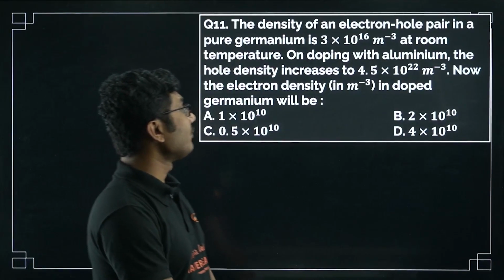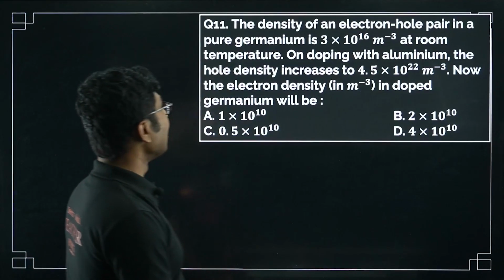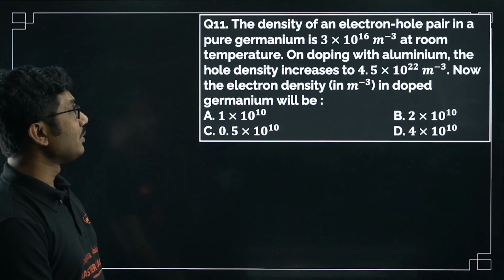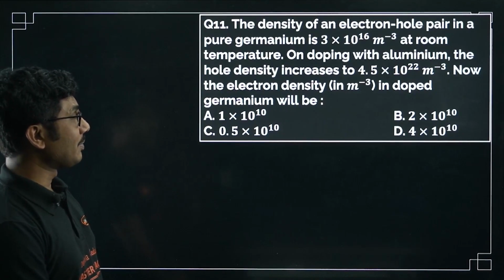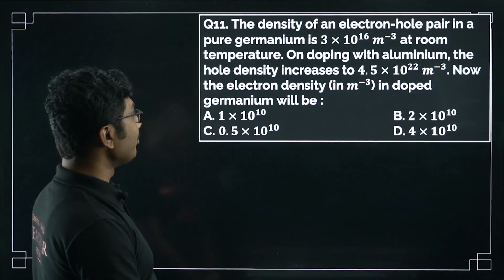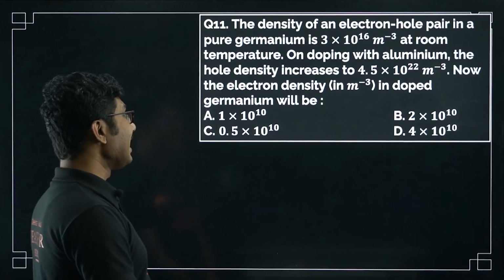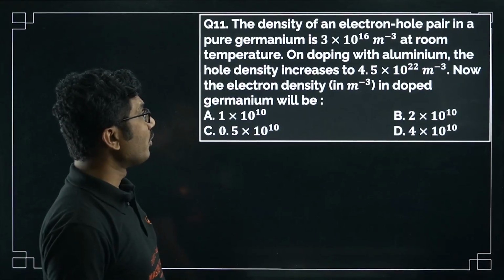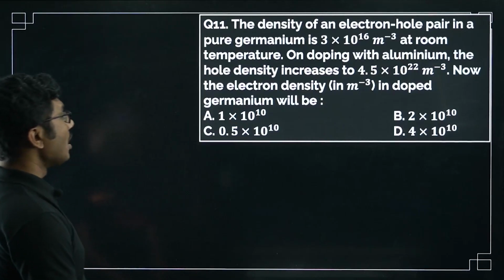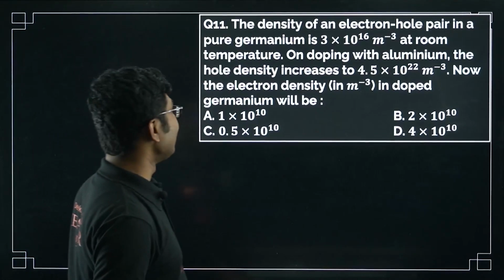The density of electron hole pair in pure germanium is 3 into 10 to the power 16 meter to the power minus 3 at room temperature. On doping with aluminium, the hole density increases to 4.5 into 10 to the power of 22 meter to the power minus 3. The electron density in doped germanium will be?